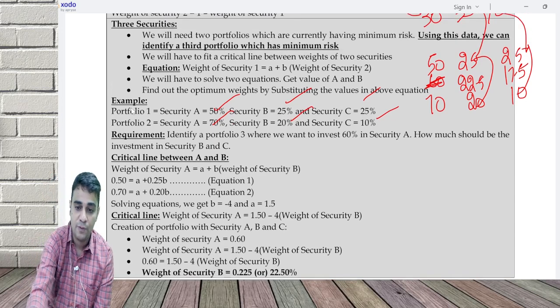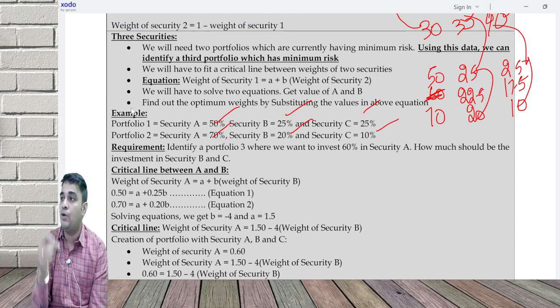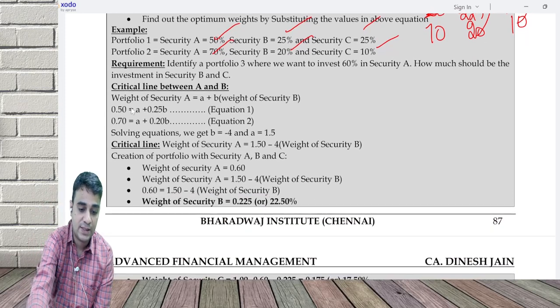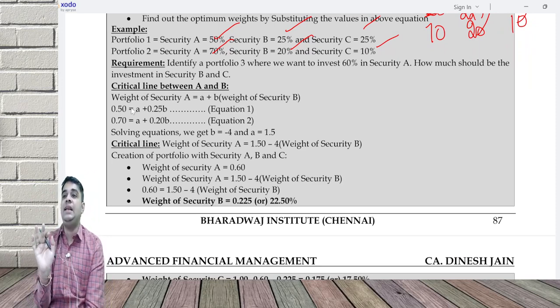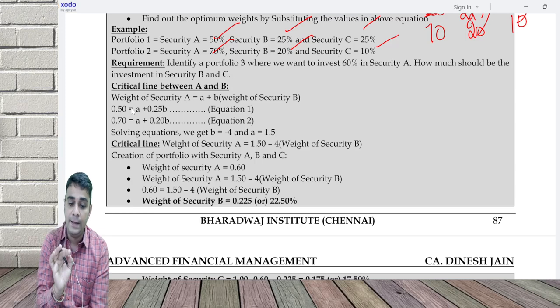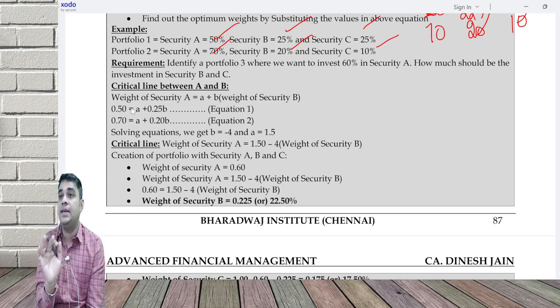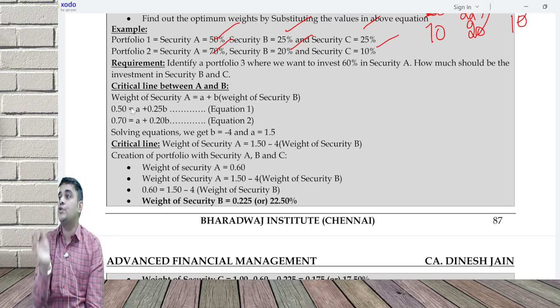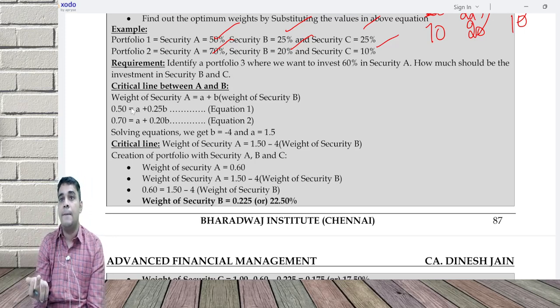What is the equation here? For example, 50 becoming 70, 25 has become 20. So this went up by 20, that came down by 5. Now what equation are they saying? The weight of security A is technically 1.5 minus 4 times the weight of security B. That's the equation. You substitute one number, the other one you will get as a balancing figure.